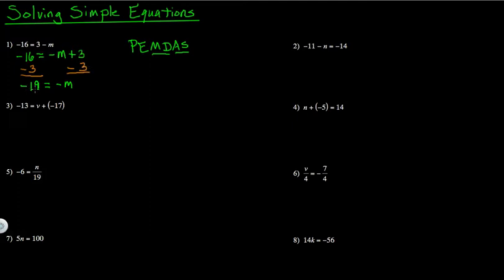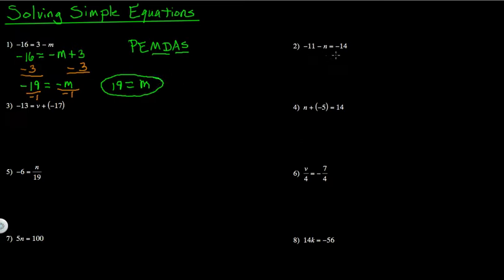So we're left with negative 19 is equal to negative m, and we see that m now is being multiplied by negative 1. So in order to undo multiplication by negative 1, we can divide both sides by negative 1. So dividing by negative 1 on the right and dividing by negative 1 on the left. And of course, what we're left with, negative 19 divided by negative 1 is 19. And that's equal to negative m divided by negative 1 is m. So m is equal to 19.